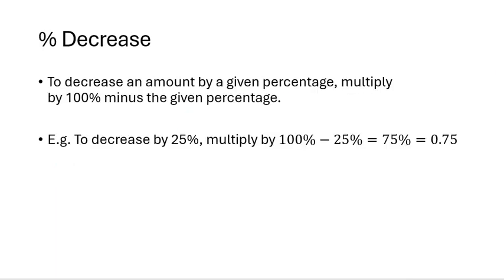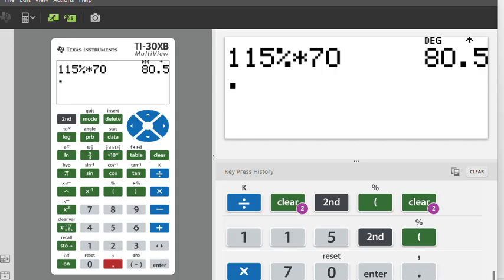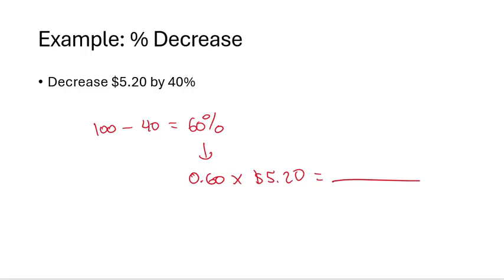Percentage decrease is the same. Instead of adding, you're just going to subtract it from 100 instead. So in this case, the default that I've taught you here, I've already written it out. So 0.6 times 5.2 gives me $3.12.